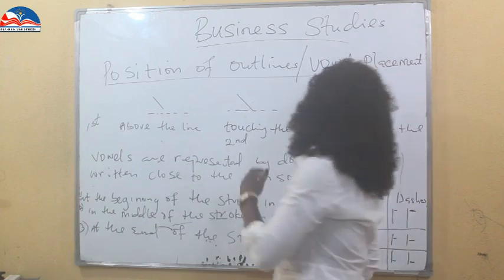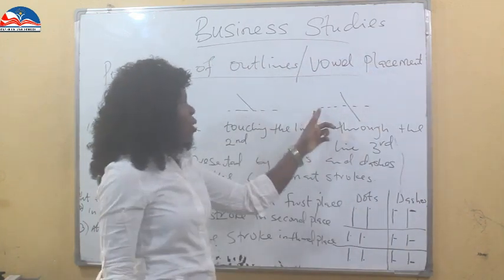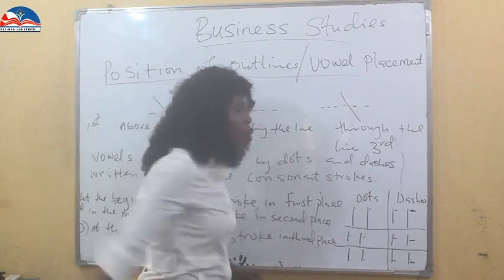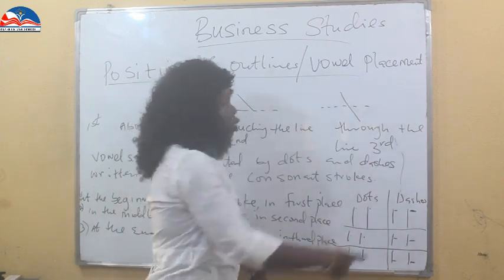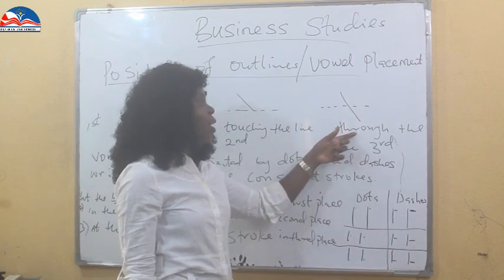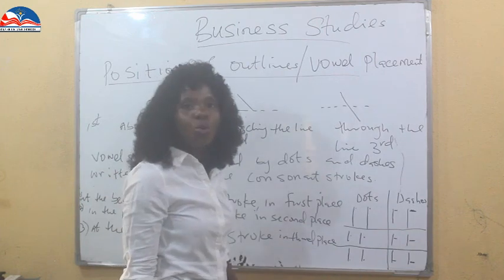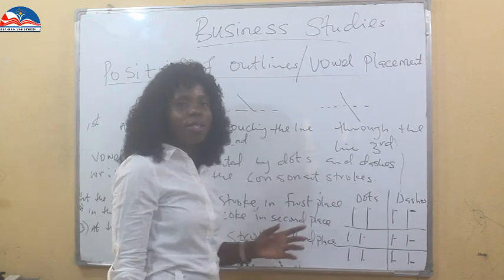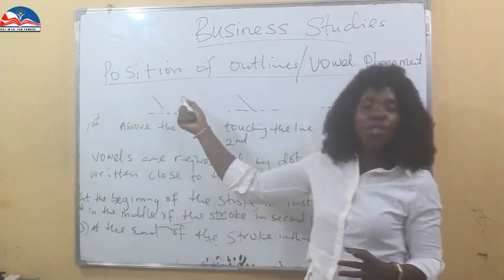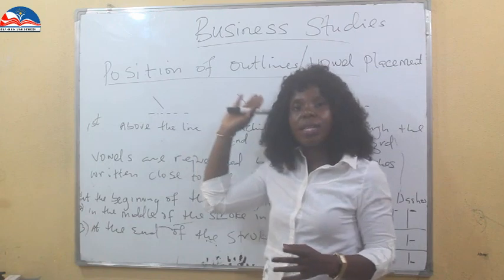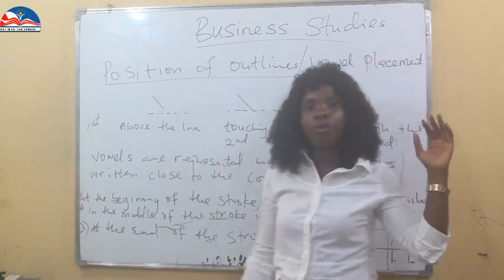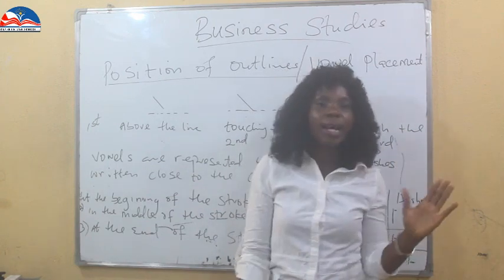Now we have another one, which is through the line. This is the dotted line, which is the line in your book, and the outline cuts across, slashes through. This is the third positioning of outline, where the outline passes through the line. So you have seen the 3 outline positionings. The first place positioning is above the line. The second place positioning is on the line. And the third place positioning is through the line.